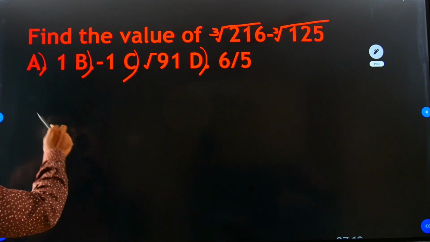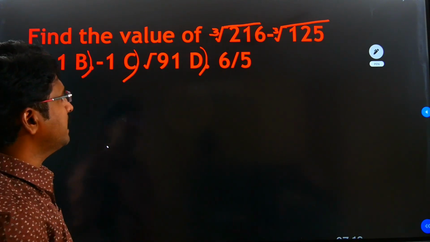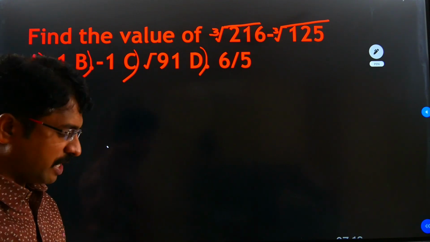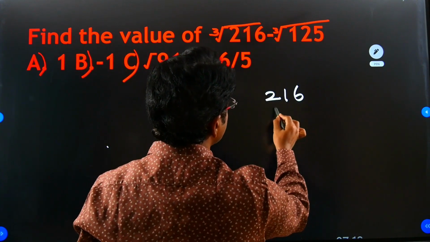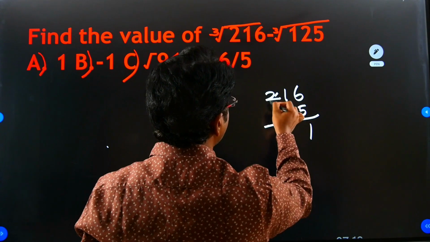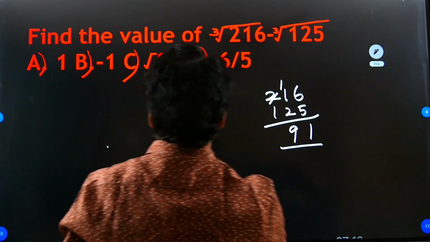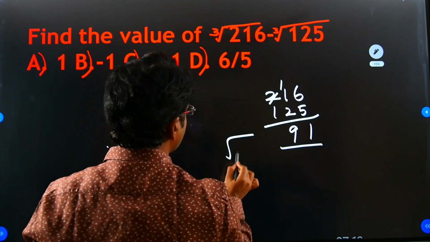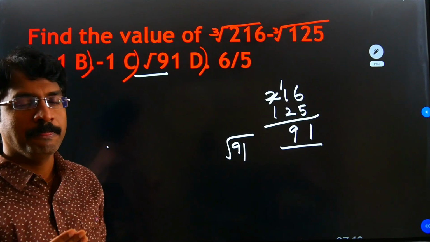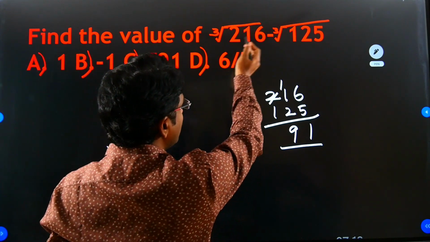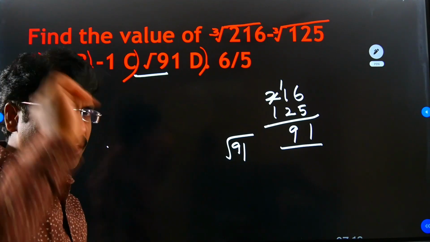Here the options are: option A 1, option B -1, option C 91, option D 6 by 5. If you don't know the cube root, immediately, since the minus is there, 216 minus 125 means 91. Yes, 91 is there in the options, so I will write 91 as the answer. Some people who don't know the cube roots will think like that. 216 minus 125 is exactly 91, and 91 is in the options, so that is the answer.